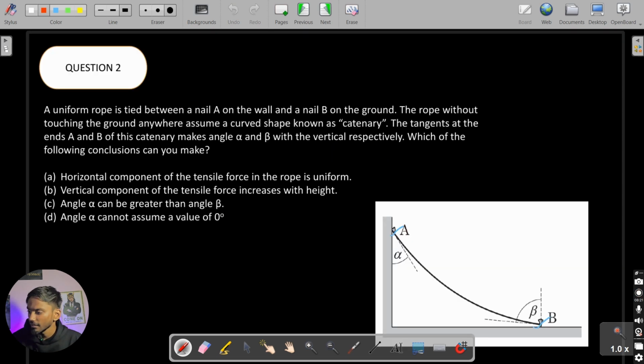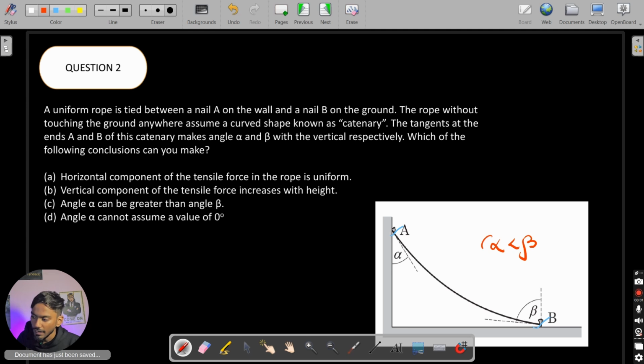Now what can you say? If this is alpha, if this is beta, simply you can say alpha is less than beta because of the dependency of the tan function. Since it's a tan function, as we go downward, the value of beta always increases, right? So angle alpha cannot be greater than angle beta. Angle alpha cannot assume a value of 0 degrees.